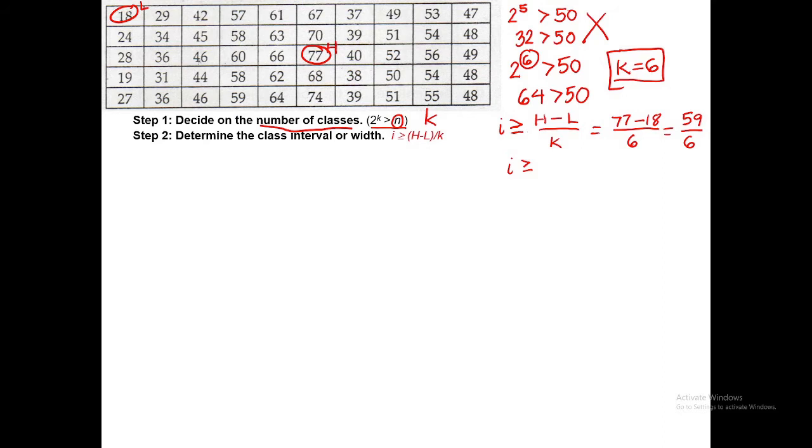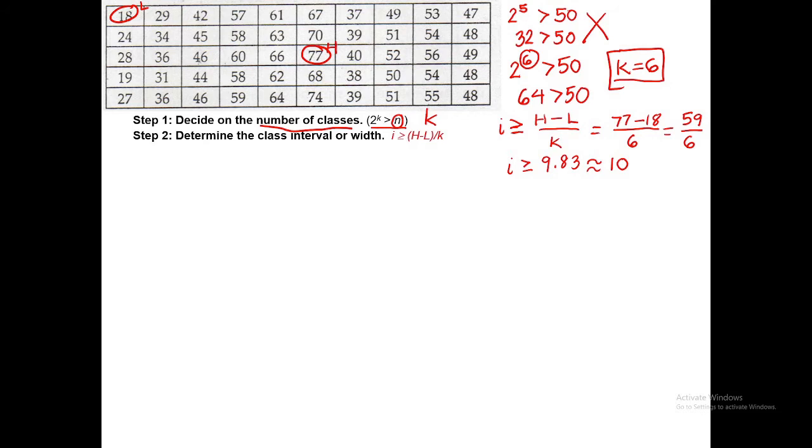59 divided by 6 is 9.83. Now, let's round this off. That's 10. Okay, so take note, this is our class interval, the number 10.